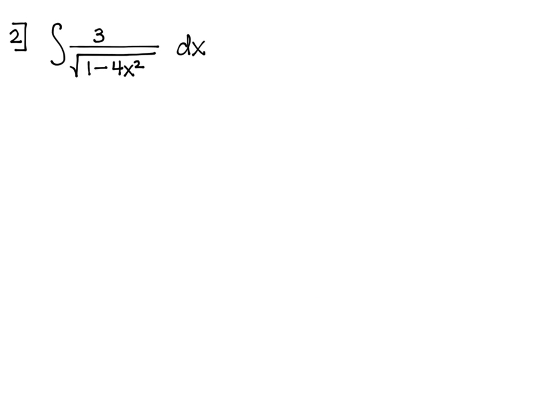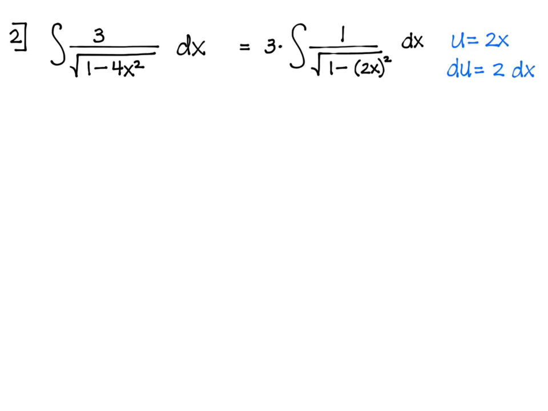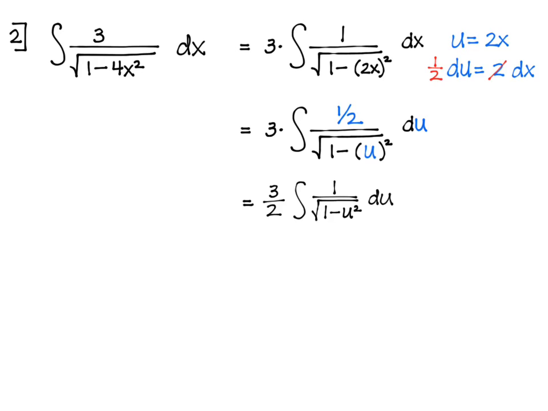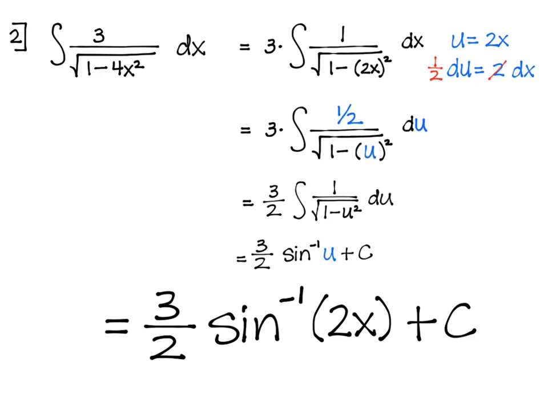Next problem. Again, we don't have 1x squared, we have 4x squared, so we're going to pull out the constant of 3. We're going to write the 4x squared as 2x quantity squared using u substitution. I don't have a 2dx, so I multiply both sides by 1/2. Now wherever I see dx, I replace it with 1/2 du. Pulling out the 1/2 so that I can have all my constants out in front, I can see that I have the inverse sine function with u, and I resubstitute back in the 2x for the u.